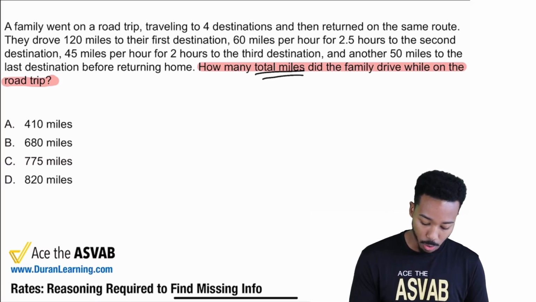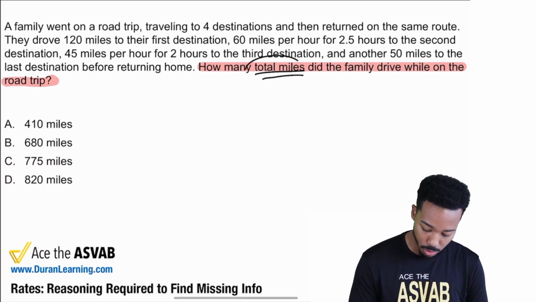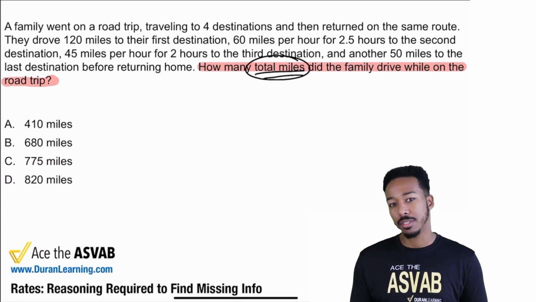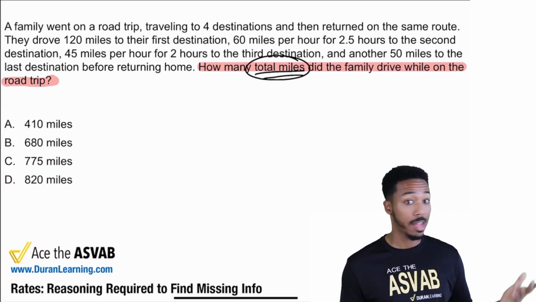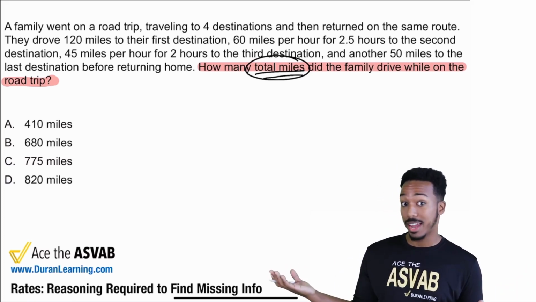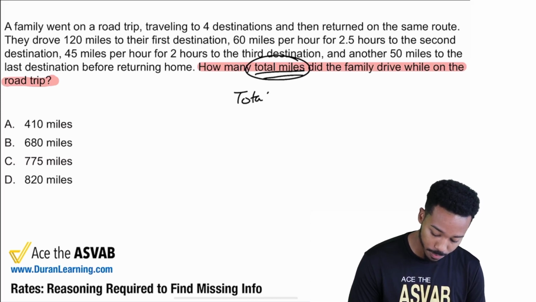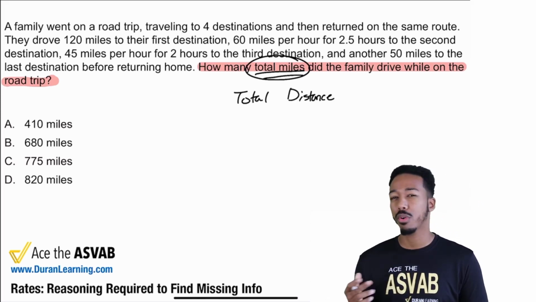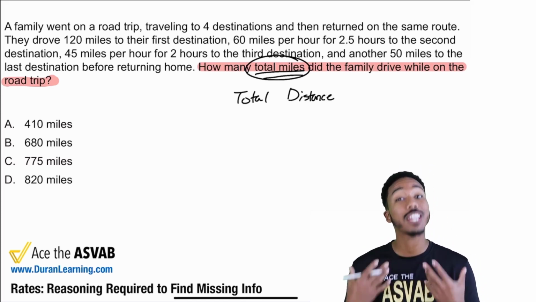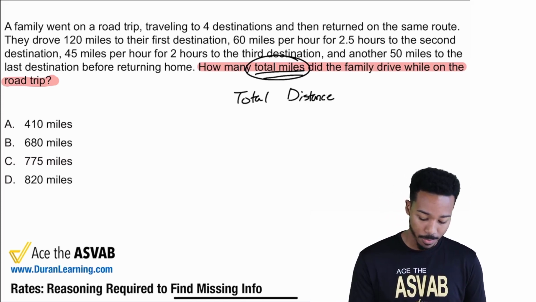So we want to know the total miles. So what does that mean? What is miles? Miles is a distance. It's not a rate. It's not miles per hour, right? It's not a time. It's not hours. It's just total miles. So we're looking for the total distance. And so this is why it's so important to read the information and understand it. Watch this. Let's read along.